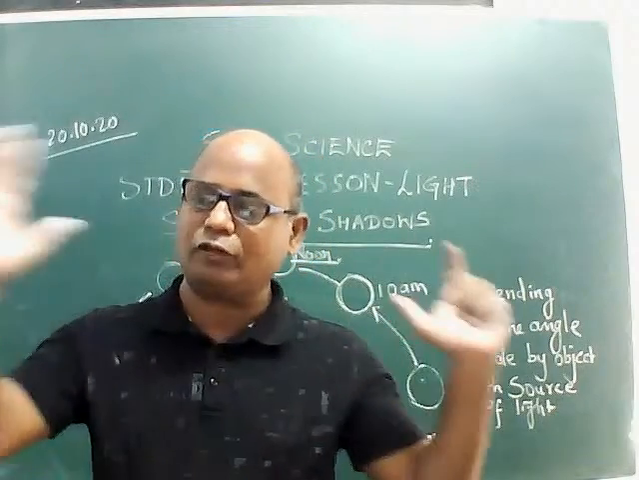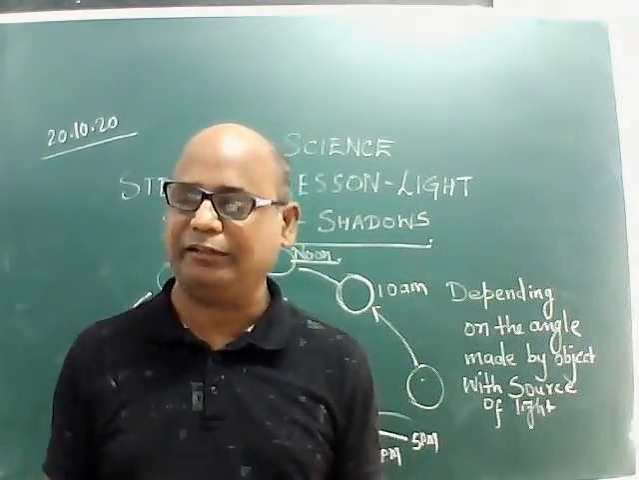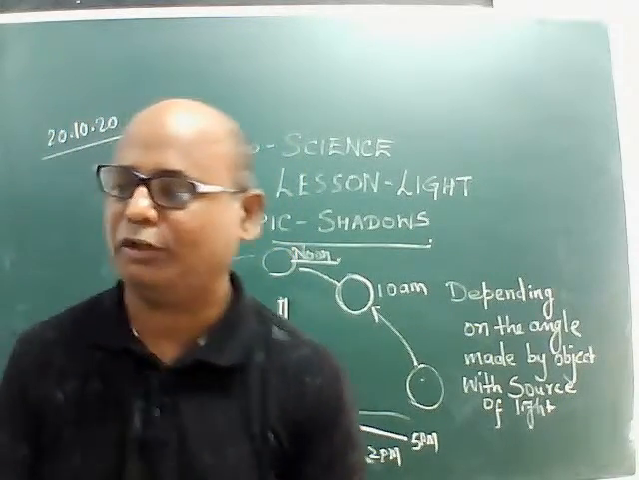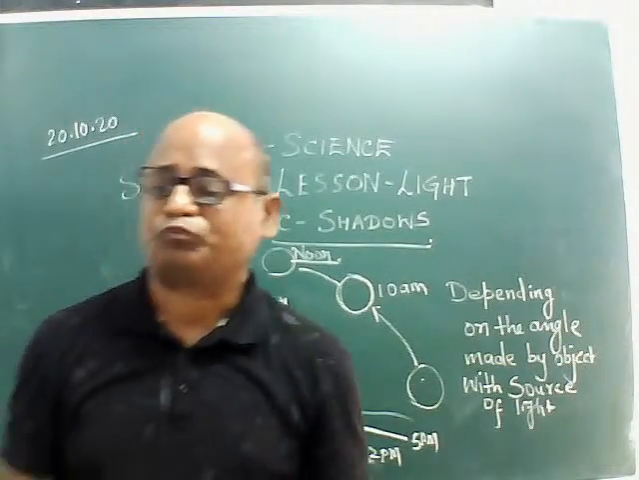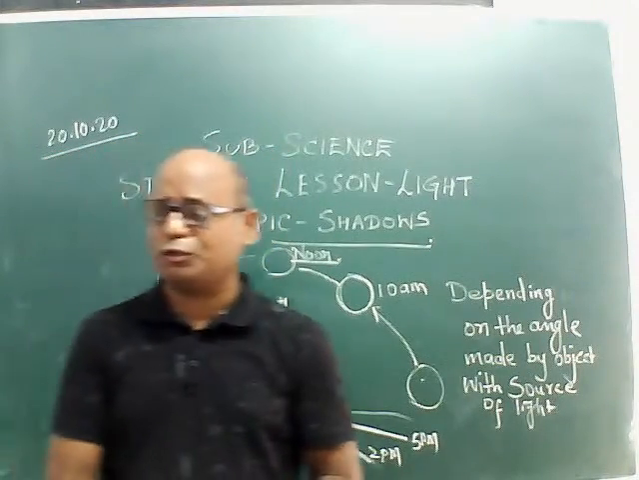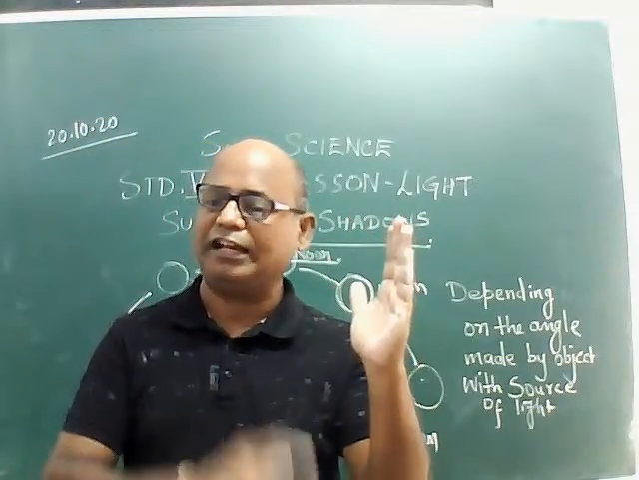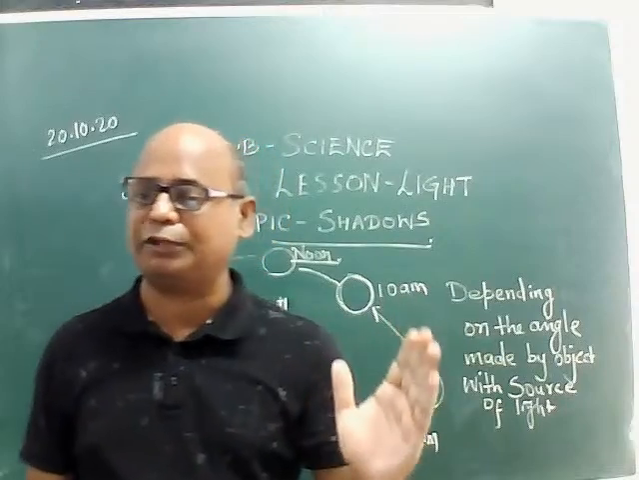If we see right from the morning, I have done it. If you do it properly, you can understand properly. Okay. So this activity you have to do. This activity is very interesting. This shows that as the angle between the object and the source of the light increases, the length of the shadow increases.